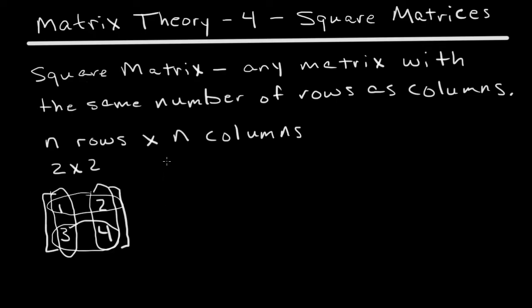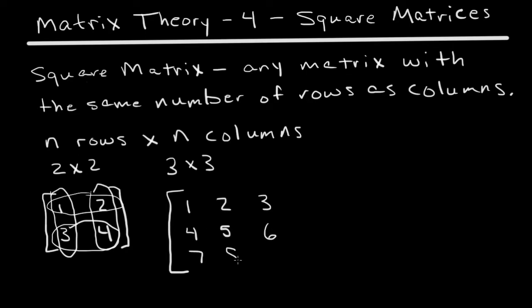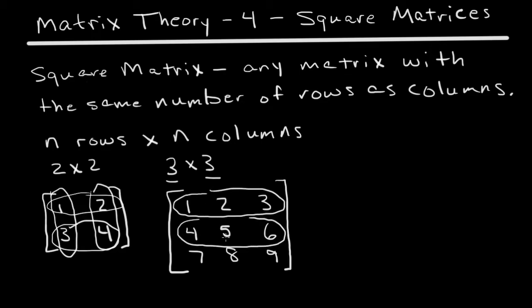Now you can also have a 3 by 3, right? Let's say we have a matrix that has 3 rows and 3 columns. So let's say 1, 2, 3, 4, 5, 6, and 7, 8, 9. This would also be a square matrix because the number of rows equals the number of columns. So you have 3 rows, row 1, 2, 3, row 2, 4, 5, 6, and row 3, which is 7, 8, 9.